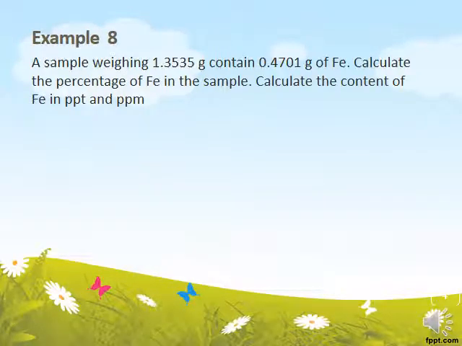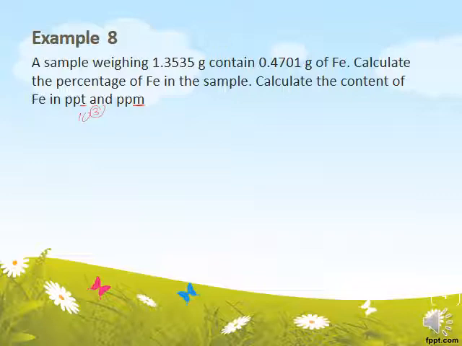So let us see one example here with regards to parts per thousand and parts per million. Just now I only mentioned parts per million and parts per billion. So parts per thousand means 10 power of 3, because 1000 will have 3 digits of 0.